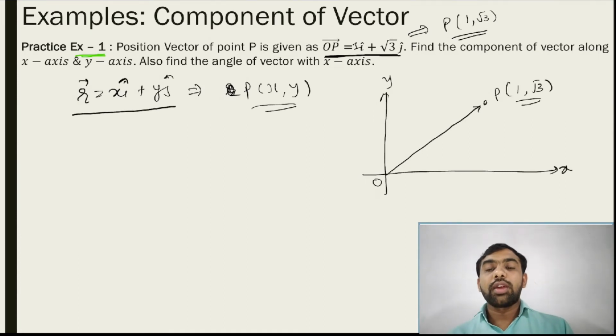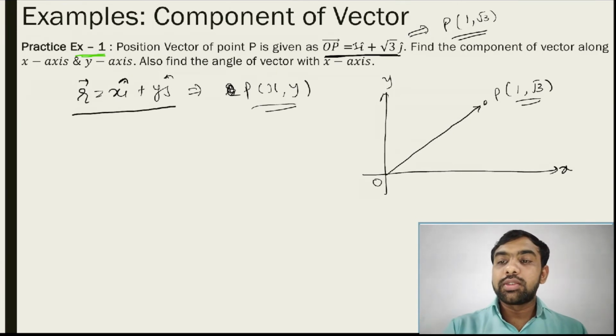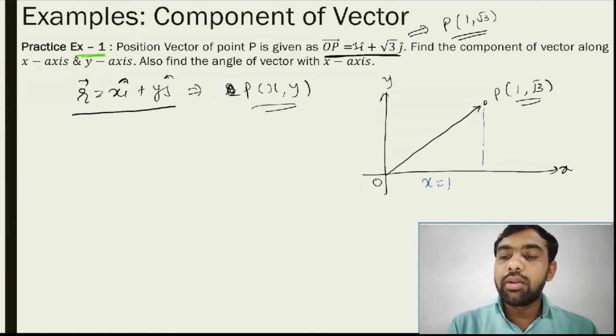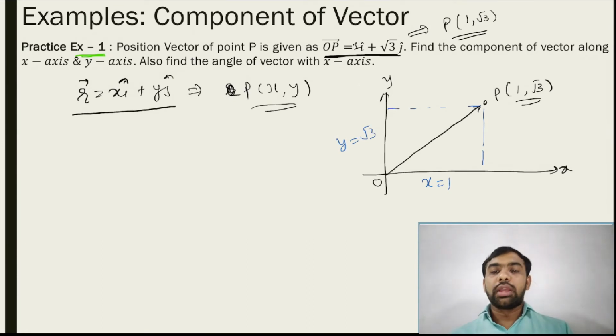1√3, what is the meaning of this? It means its x component is 1, so x is equal to 1, and its y component is √3, so y is equal to √3. So 1i plus √3j is the meaning. Find the component of the vector along the x axis and y axis.